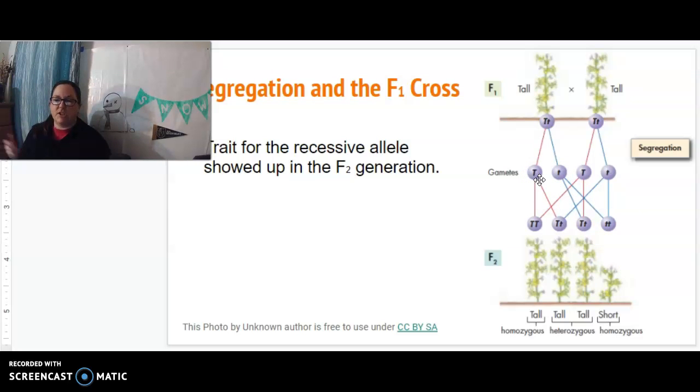So Mendel suggested that the alleles for tallness and shortness must have segregated from each other during the formation of sex cells or gametes. So these are the gametes. They have one copy of each allele, so there's one option that they can pass on. And then they fertilize with the gametes from the other plant. So we get this 3 tall to 1 short ratio in the F2, or the second filial generation.